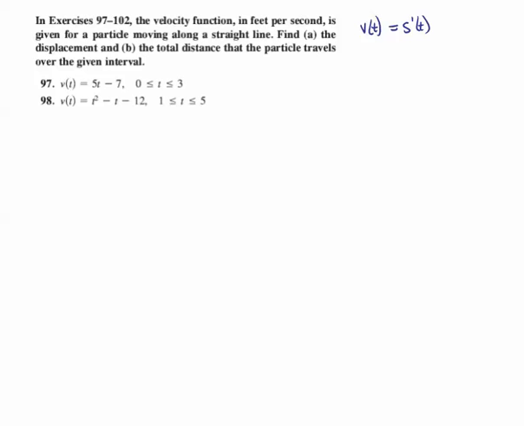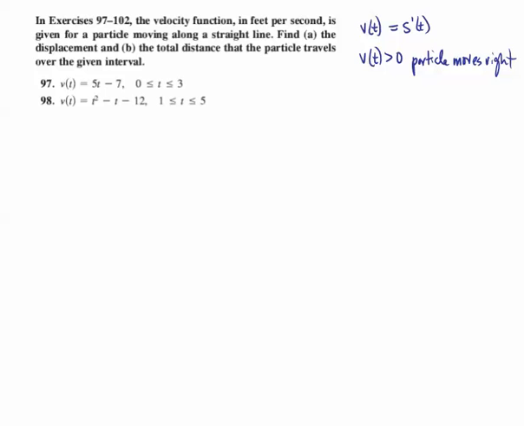So in these problems, we want to first recognize that we're working with the velocity function. And the velocity function is the derivative of the position function. In this case, we'll call it s of t. So v of t is s prime of t, the velocity of the position function.